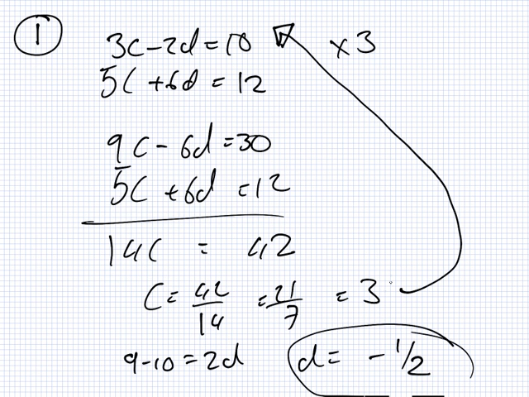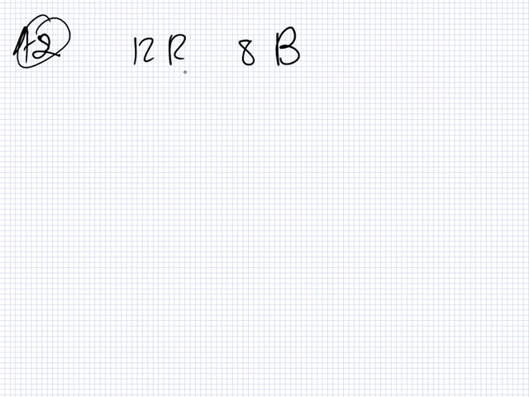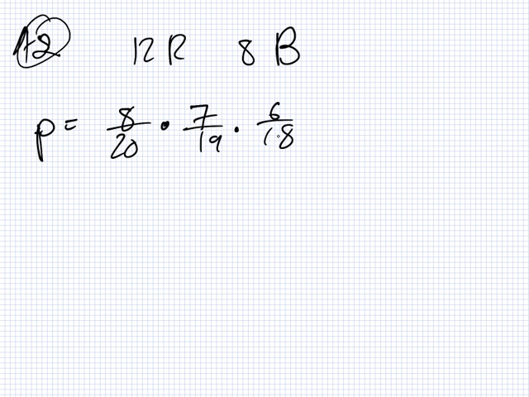A2. A bag holds 12 red sweets and 8 blue sweets. 3 sweets are drawn, one after the other with no replacement. Find the probability that all 3 sweets are blue. The chance the first one is blue is 8 over 20. The second one is blue is 7 over 19. And the third one is blue is 6 over 18. Obviously you multiply them together.